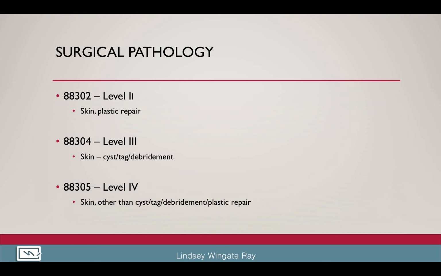When we look at the word skin under level 4, we find that here skin is described as other than cyst, tag, debridement, or plastic repair. So if skin is sent to pathology and it's not a cyst, tag, debridement, or plastic repair, and it's from some other source, that specimen is coded in level 4. Perhaps it is a lesion that was on the skin or some other type of specimen and sent to be examined. Depending on the type of skin tissue being examined or the severity of the disease of the tissue, the code is going to move up or down in the levels.